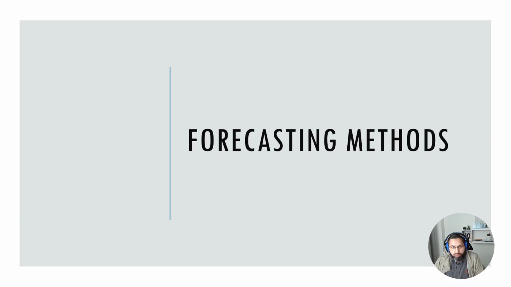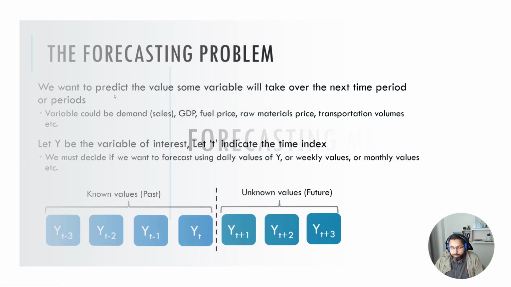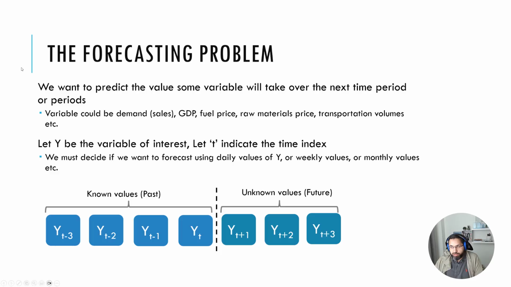Now let's look at some forecasting methods and start working on some data to actually build the forecasts. So this is what the forecasting problem essentially looks like. You have some variable of interest, we're going to call it y, and it has different values it takes over time. So we're going to indicate the time index by the subscript t. Okay. So let's look at this picture at the bottom of the screen.